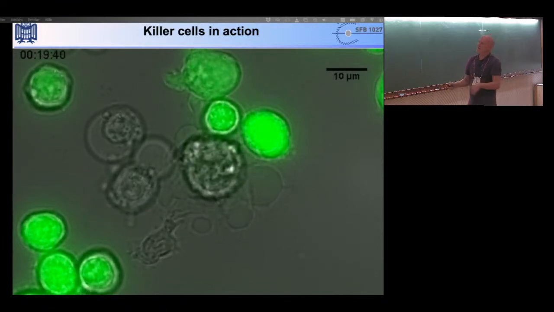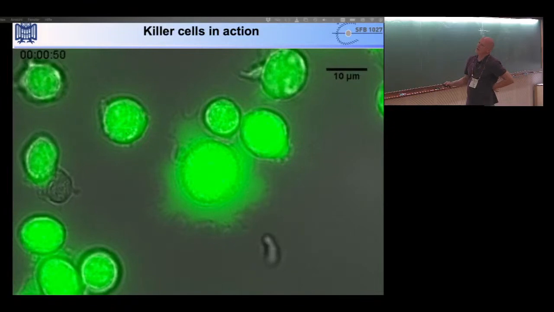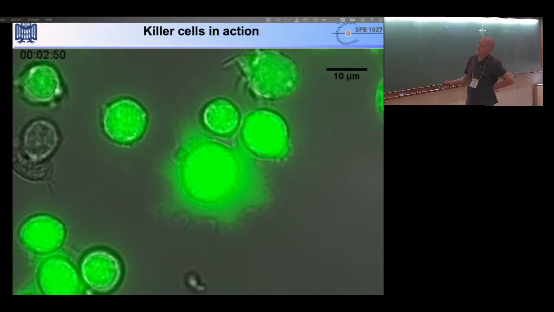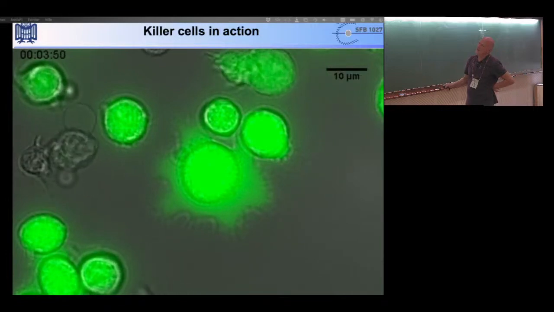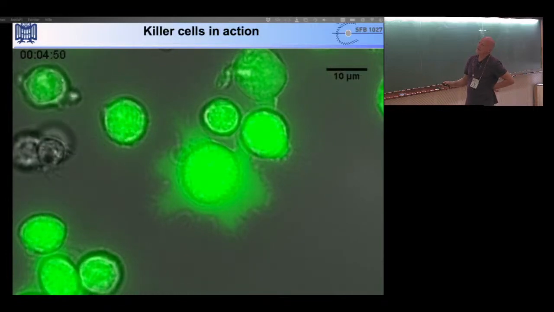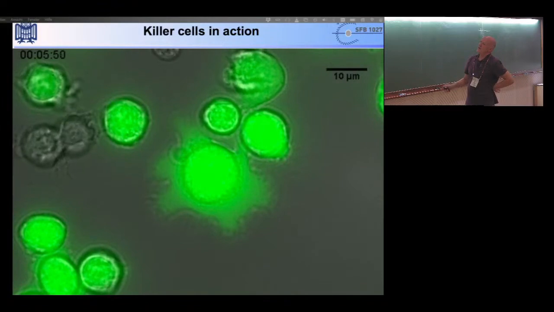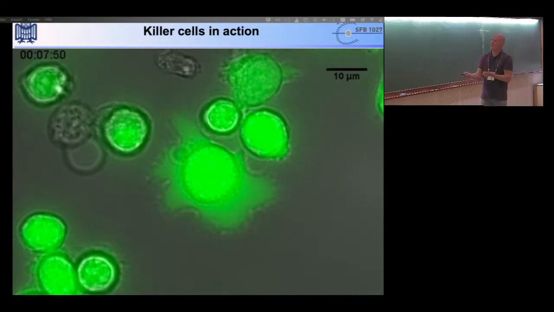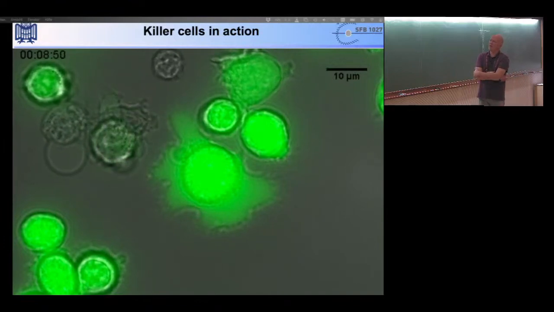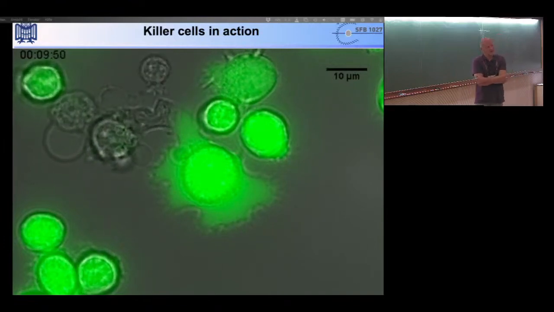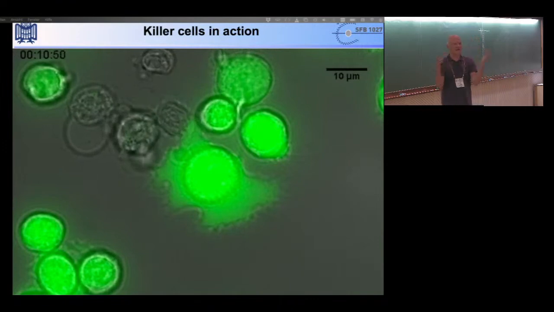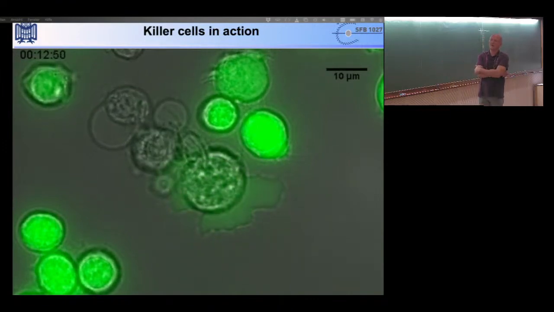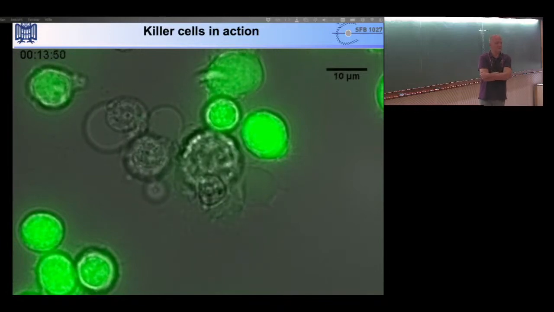So here, maybe you see it again. It attaches first and does something which we will explore later. It kills it, detaches, migrates, and then the next cell. You see already in the experiment that you can observe many killing events of these kinds. It's very dense with targets. This is usually not the case. This is where search problems come into play.